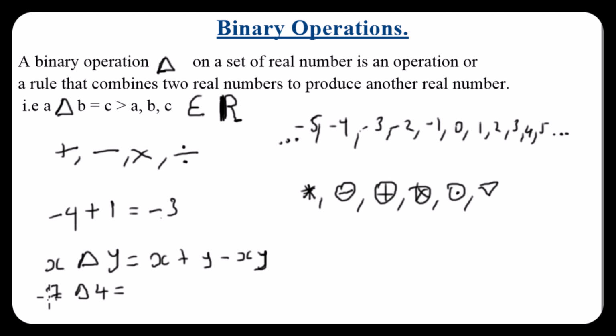So what do we want to do? Take 7 to be x and take 4 to be y. And this will be equal to 7 plus 4 minus 7 times 4. So 7 plus 4, that's 11, minus 7 times 4, that's 28. And 11 minus 28 gives us minus 17. I don't know whether this makes sense, or let's take another example.